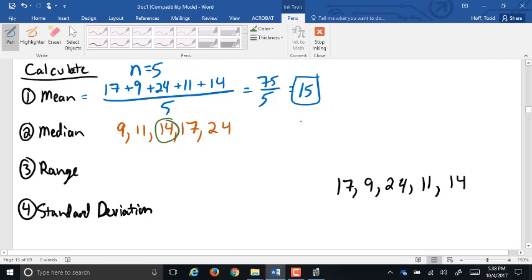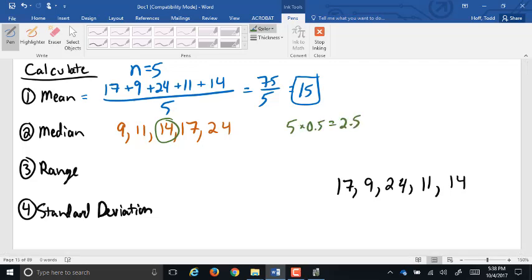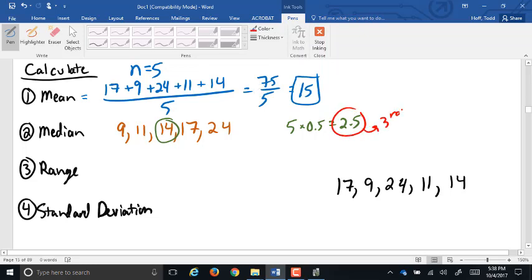Or you do n times 0.5, or n times 1/2. 5 times 0.5 is 2.5. Since that comes out to be a decimal, you round it up to the third number. So the third number is 14. So 14 is the median.